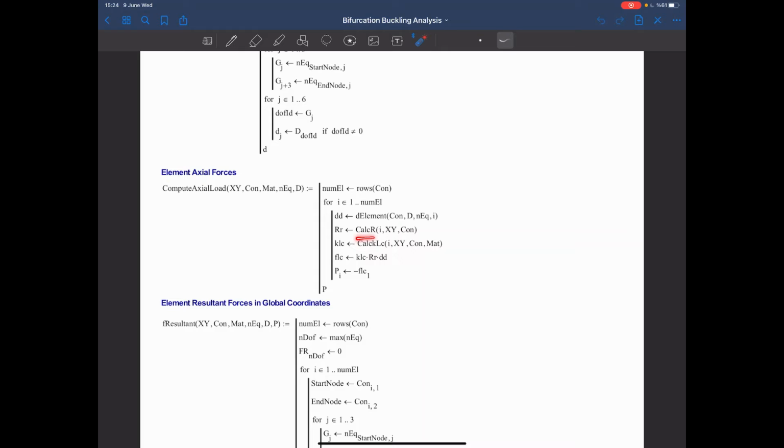And then it calculates the rotation matrix and the local stiffness matrix, and then rotates the global element displacement into local, multiplies it with the local stiffness matrix, and you get the force vector. From that force vector I only need the axial force, which will be the first row of that matrix. So P is the axial load on the member.